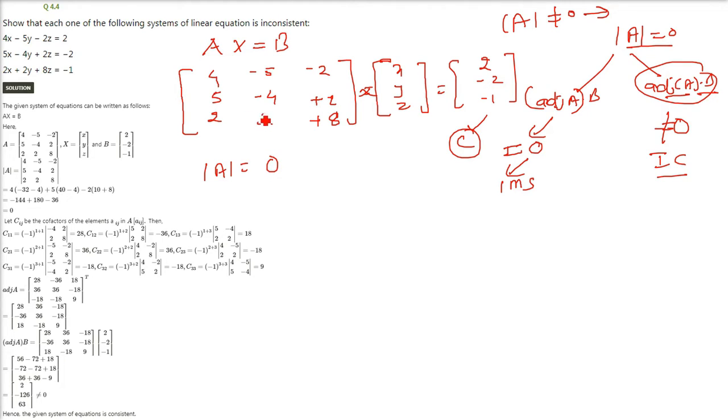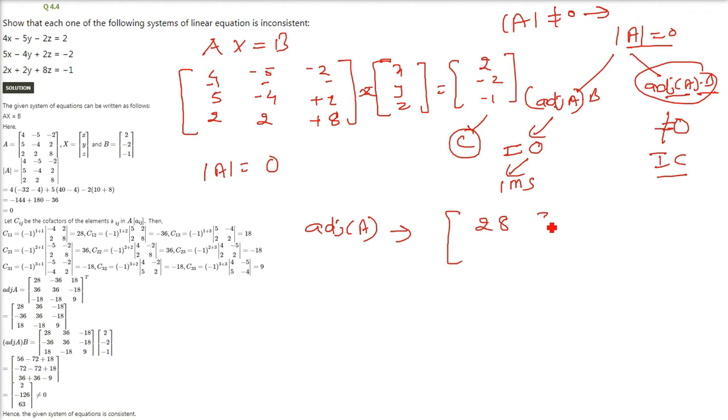So determinant of A is 0. Now we have to go to adjoint A into B. So we have to take the cofactor, then write the cofactor matrix, and then take the transpose, and that is going to be adjoint A. Let me write the adjoint A directly here.